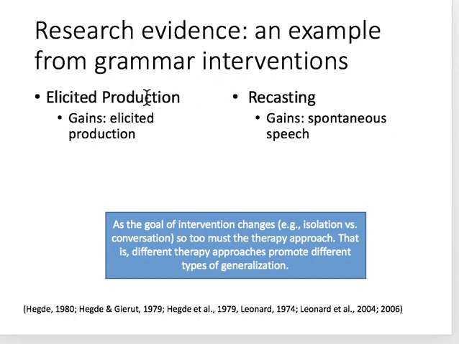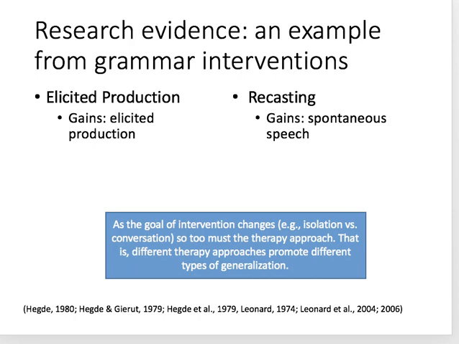What the research shows, though, is that with elicited production, you see gains in elicited production. But if you provide recasting, right? So what is recasting? This is when a child gives you a particular structure, and then the clinician or the parent or whoever recasts the structure in the correct grammatical form. So essentially you're taking what a child's saying and repeating it back to them in the correct way. This type of prompting promotes gains in spontaneous speech because it's more naturalistic, perhaps. I mean, we could argue and have a discussion about the mechanism by which this might be the case.